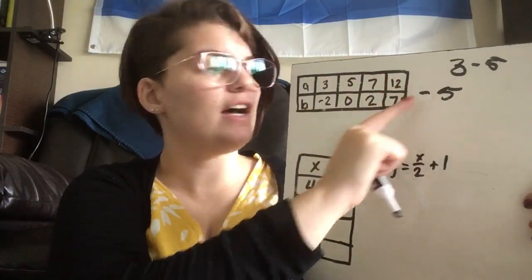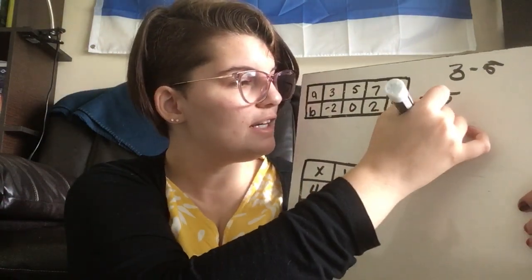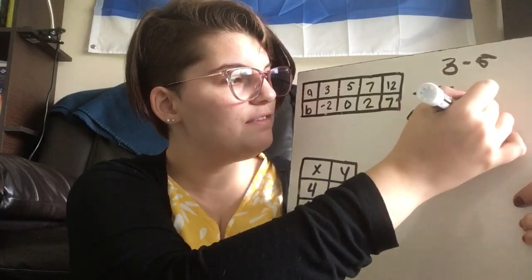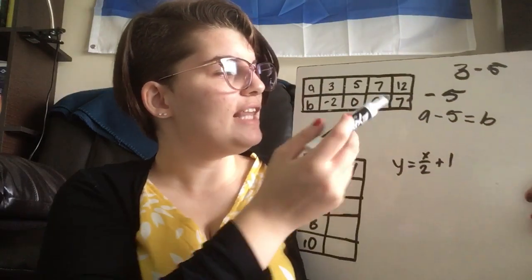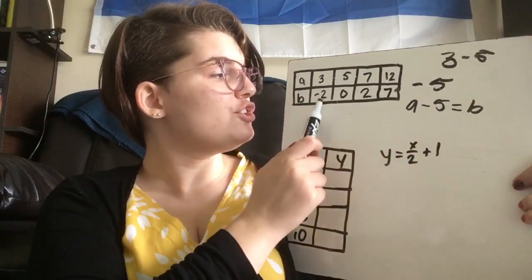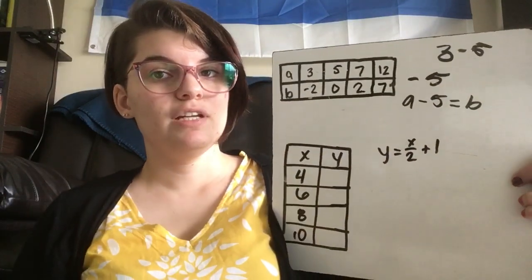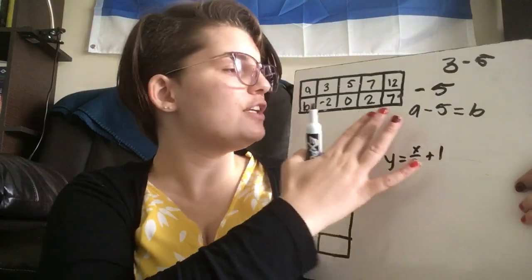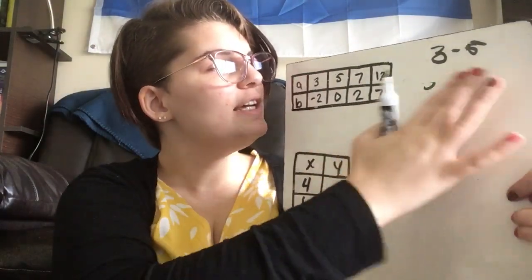A minus 5 equals B. That's how you would write it. And that's true. So if I plug in 3 for A, minus 5, it should come out to -2. All right? And that's how you would write that function. So the answer to number 1 is yes.